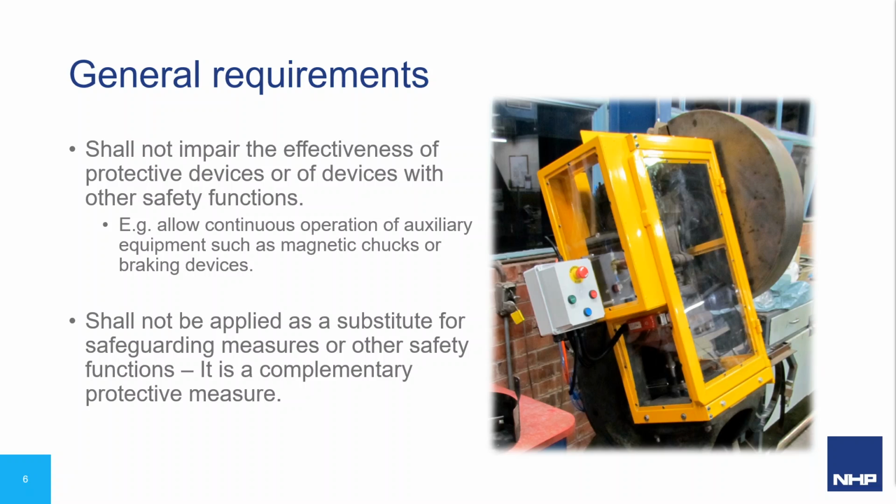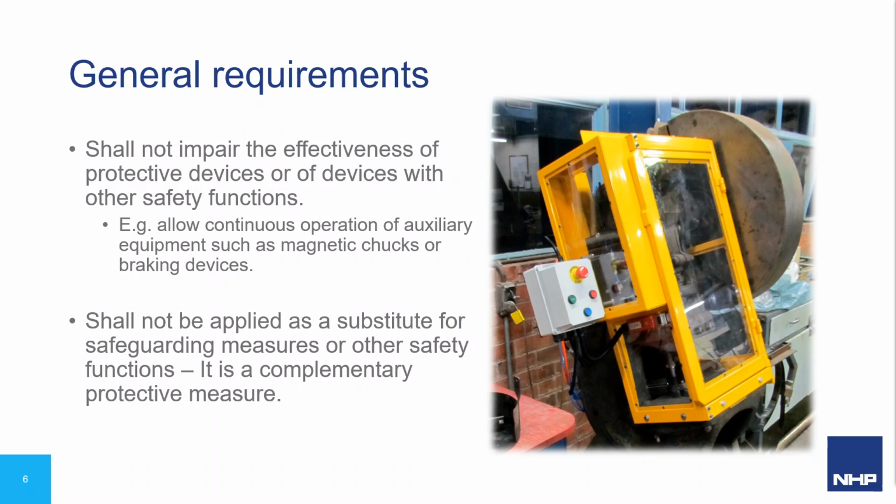This brings us to the requirement that the e-stop shall not impair the effectiveness of protective devices or of devices with other safety functions. There may be other safeguards in place which must remain in place even after the e-stop is pressed. Take, for example, a machine with a high rundown time that is protected by a locked guard. When the emergency stop is actuated, the machine may take an appreciable amount of time to slow down to a safe speed to grant access. You do not want to be able to access through the guard whilst the machine is still running, or running down for that matter.